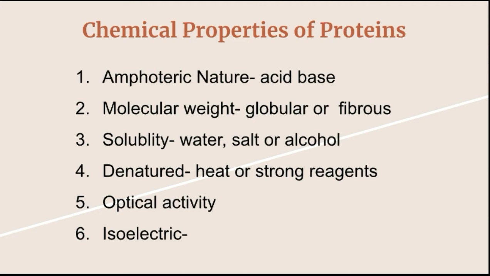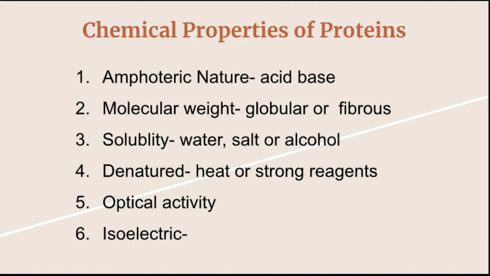What is meant by the amphoteric nature? Proteins and amino acids easily react with both acids and bases. That is called the amphoteric nature of protein. Okay, that is the first property, the amphoteric nature of protein.